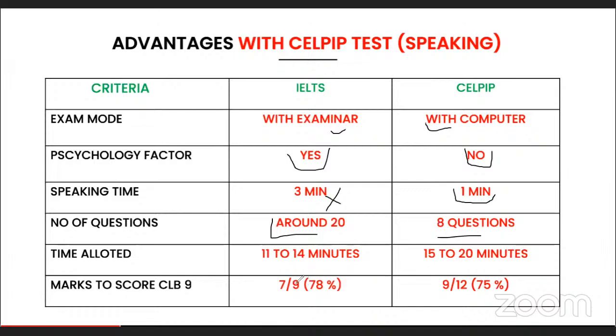And coming to the desired score, 7 out of 9 is required in IELTS, and in CELPIP it is just 9 out of 12, right? So this is how we go ahead in this exam, which is CELPIP. Now I have tried to cover all the 4 modules. Kindly let me know if you have any confusion and if you want to know anything from my side.